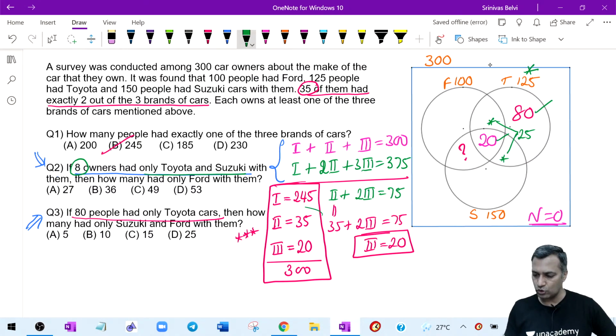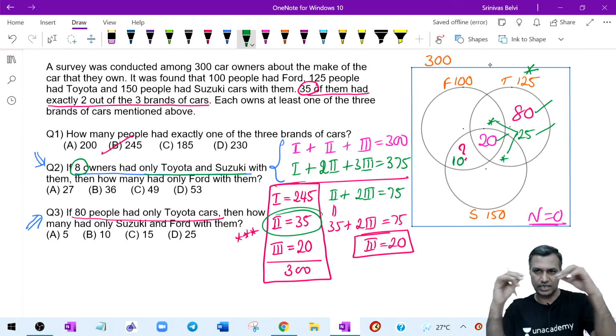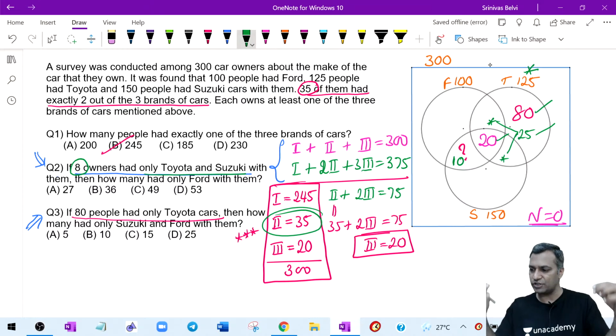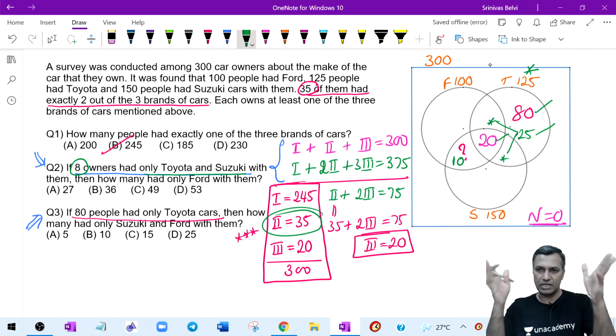Good. So again, go to the region 2. Region 2 is 35. Out of 35, 25 is here. Therefore, how much more in the region 2? 10. Because I know that there are 3 regions, out of which 2 of them are adding up to 25. Therefore, the other one is 10.